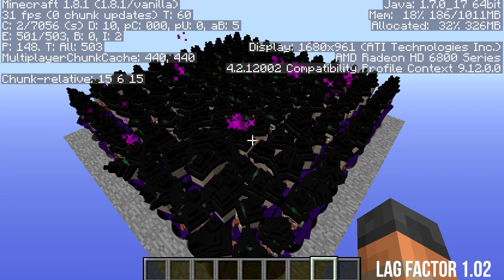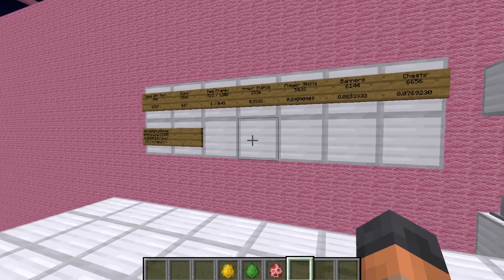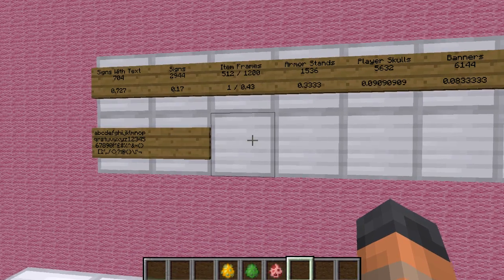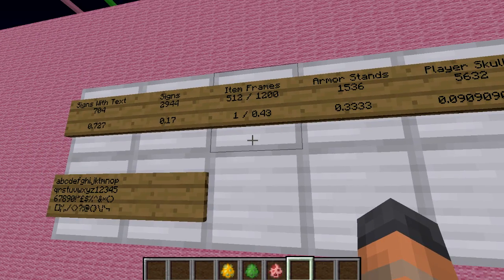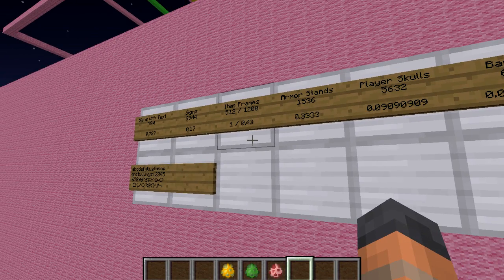But last of all are the witches. It just took 500 of these to bring us to 30 frames per second. So if you were wondering what the lag factor was in the bottom right of your screen, that's where we kind of compare the impact it has on the game to item frames, which we defined as a lag factor of 1. So the Witch is pretty similar to that, it's 1.02.